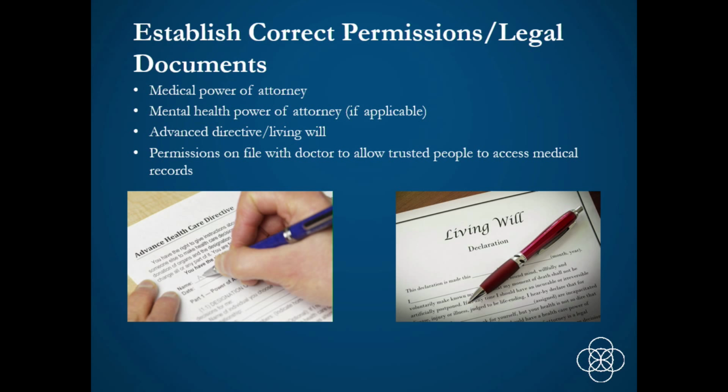If you or the person who you care about has mental health problems, it may be necessary to also have a mental health power of attorney to make decisions when you're unable to because of mental health problems. And then, like all of us, we should have an advance directive or a living will. So making decisions early and collaboratively about what we want to happen to us at the end of our lives.